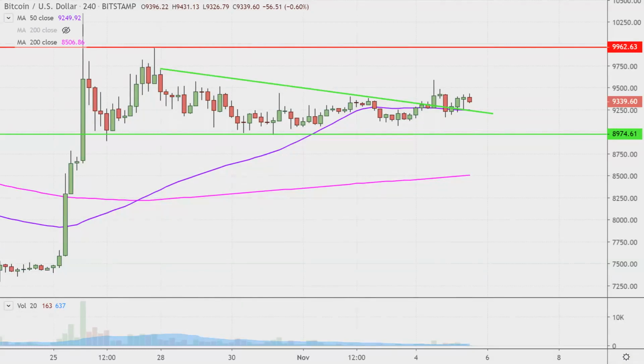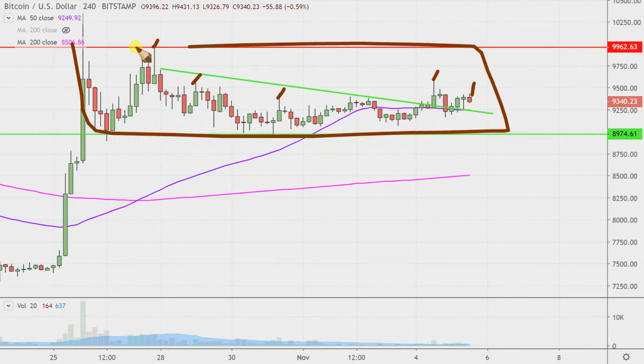Real quick, what do I mean by 4-hour, in case maybe you're new to charts? Instead of each one of these candlesticks, as they're called, representing 1 day's worth of price action, which is what you would normally see, each one represents 4 hours. So while this here may look like a couple of months' worth of time, it's actually just the past couple of weeks broken down into 4-hour time slices.